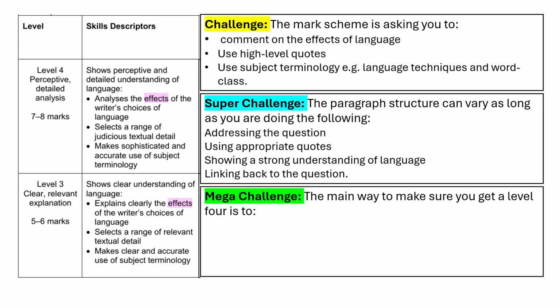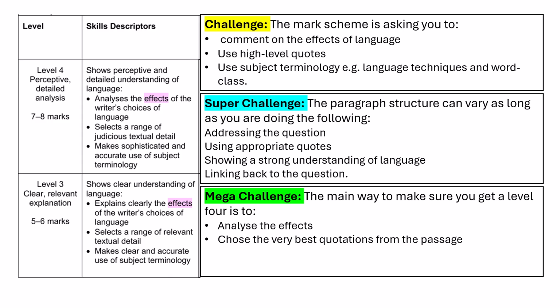Next then, for the mega challenge, the main way to make sure you get a level 4 is to do the following thing. Analyze the effects. The more you do this, generally speaking, the more marks you're going to get. Choose the very best quotations from the passage. Now when you think about question 2, there may be, let's say, 5 or 6 quotations you could choose, but are you picking the very best ones? And we'll know if they're the good ones if you can actually talk about them in depth.